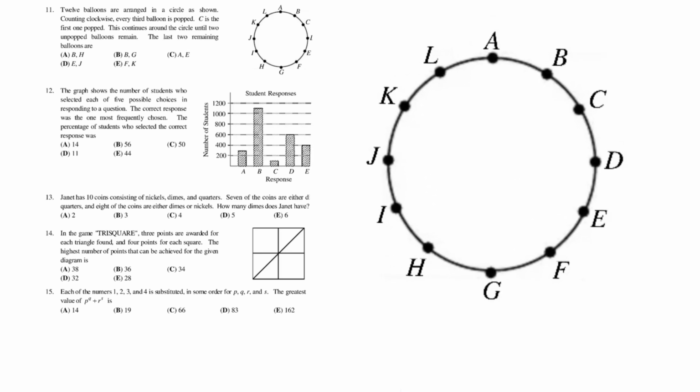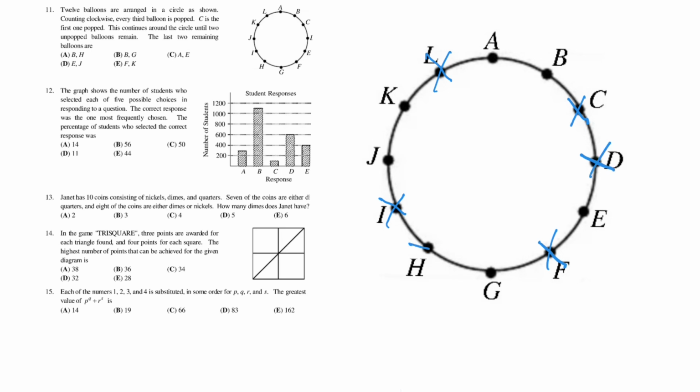Now let's start with C, so that's the first popped. Every third: the second will be F, then I, and then L. Now we do A, B. We cannot count C right now, it's already popped. So A, B, D, that's the third one.